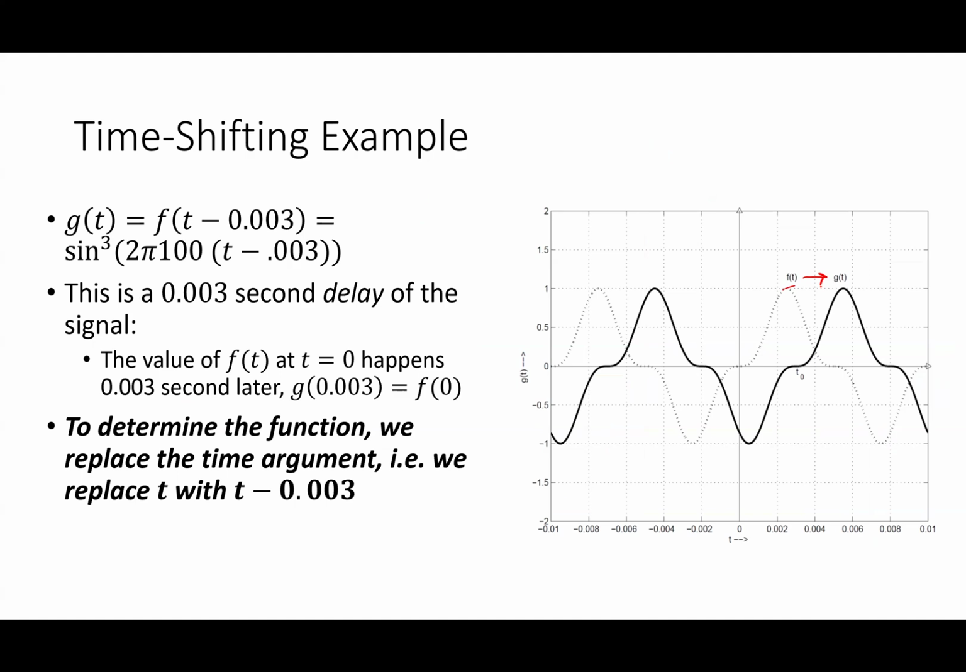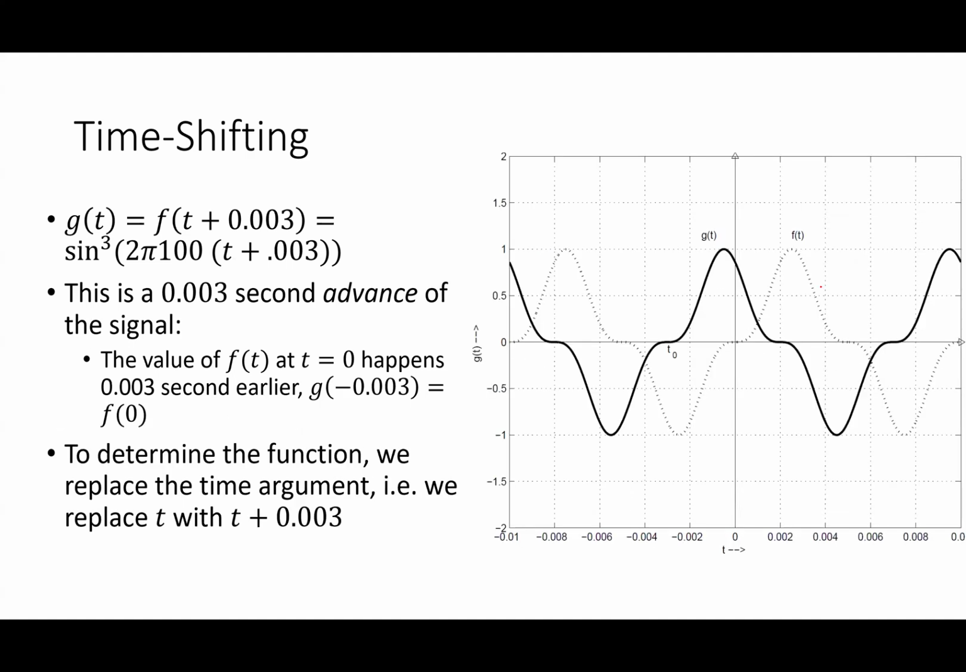Now, what happens if I did the other way? Let's say I did g of t equals f of t plus 0.003. Which direction would I go? I go left, right? So basically here I moved it to the left. And we called that an advance because everything that was happening in that signal is now happening earlier in time. So again, the key thing is when you determine this function g of t, you replace the whole time argument. In other words, you replace the t with the t plus 0.003.